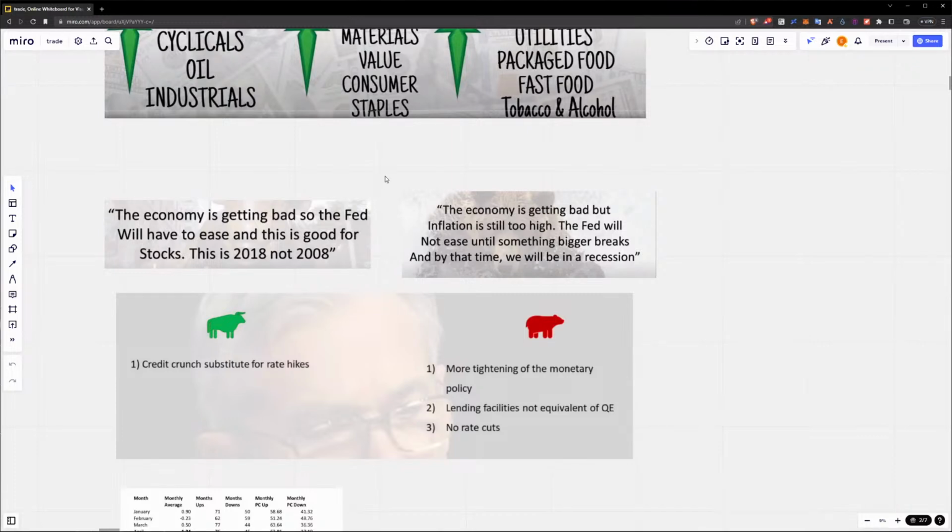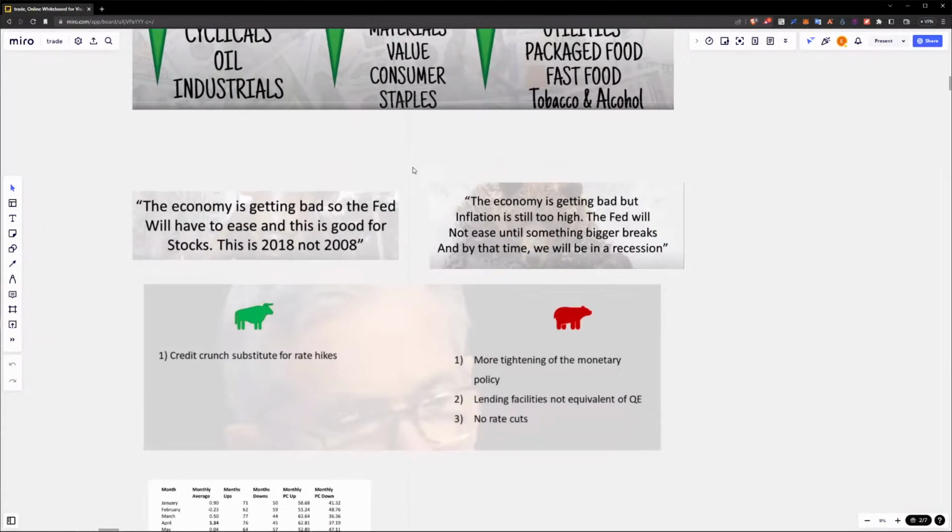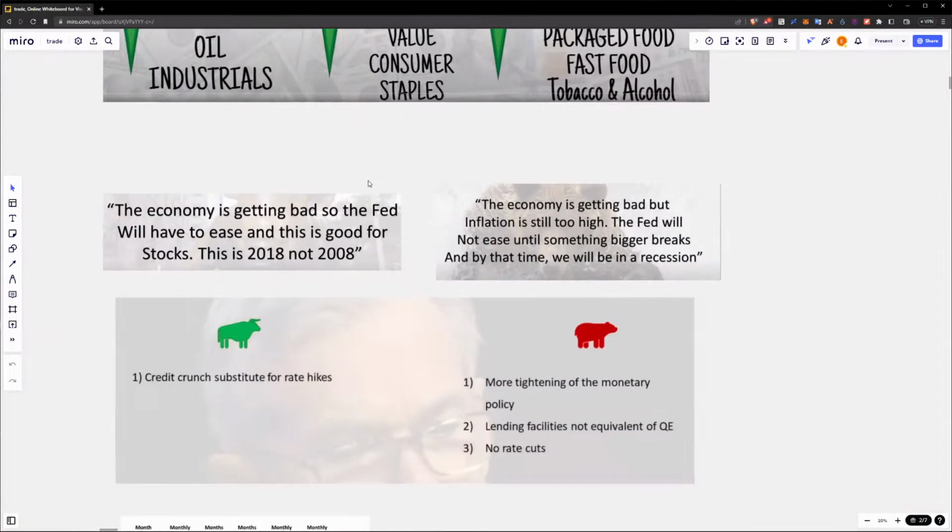The bullish case is that, okay, we see on Twitter, social media, you see it a lot. Fed is doing quantitative easing, printing money. Economy is getting so bad, Fed will have to ease, and this is good for stocks. And so the Fed will pivot, and there won't be any more rate hikes. They got cornered, so let's go to the moon.